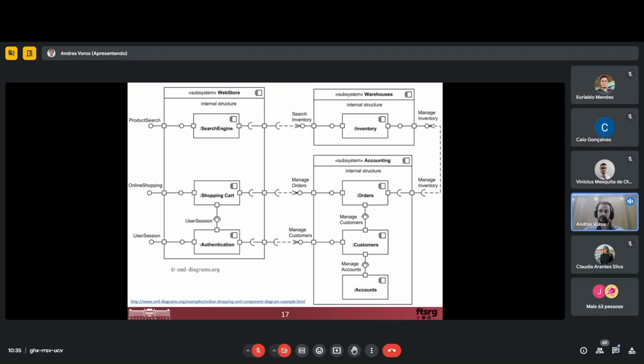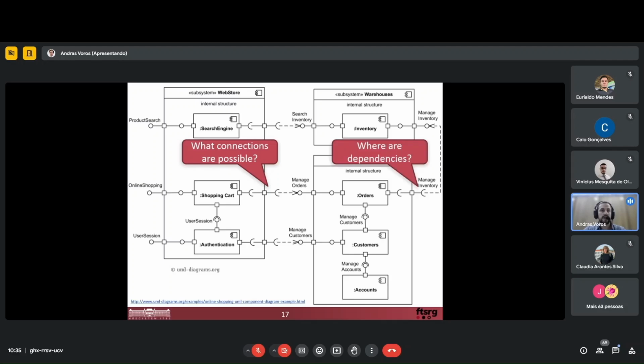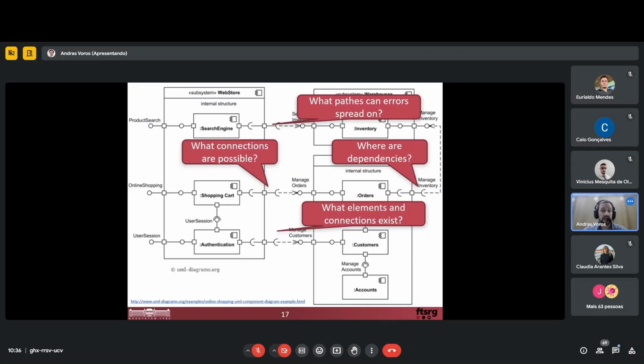Whenever, actually, we had this project together with Embraer many years ago, then we used these kinds of models to answer all the analysis questions for the avionic industry. And they had very important questions related to fault tolerance and other stuff. So you can look at this diagram and use it to answer, for example, the dependencies in the system, connections in the system, the possible connections in the system. You can answer questions related to what elements and connections exist.